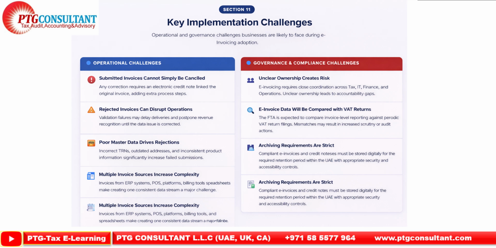Fourth, multiple invoice sources increase complexity. Invoices from ERP systems, point-of-sale systems, platforms, billing tools, and spreadsheets make creating one consistent data stream a major challenge. On the governance and compliance side, there are 3 additional challenges. Unclear ownership creates risk. E-invoicing requires close coordination across tax, IT, finance, and operations.